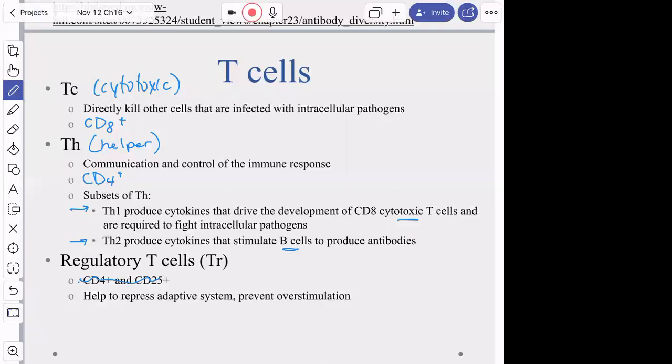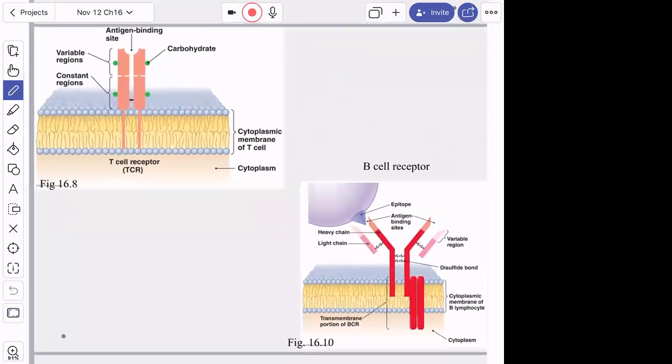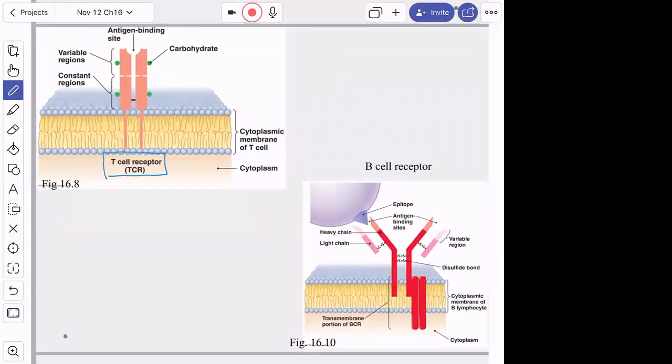Okay, so we talked about how T cells mature in the thymus. They're going to mature into these different kinds of T cells and get their T cell receptors. If we look at the T cell receptor, that's what's pictured here. I also included our B cell receptor for comparison purposes. You see some similarities. They both have this transmembrane portion, constant regions, and a variable region where the antigen binds. But you'll notice that B cell receptors bind directly with epitopes on antigens. That's one big difference that we see.